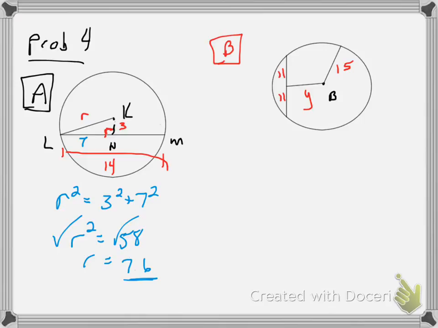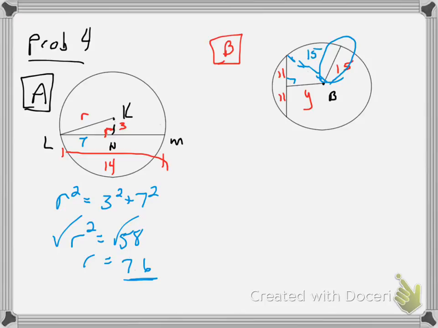Now B always seems to be the struggle. We've got 11 over here, we've got Y over here. I got this 15 sitting out here. Notice that 15 right here is a radius. Radii are all around the circle, so this is also a radius right there. Why? Because it goes from the center to the circle. So that's going to be 15 as well.